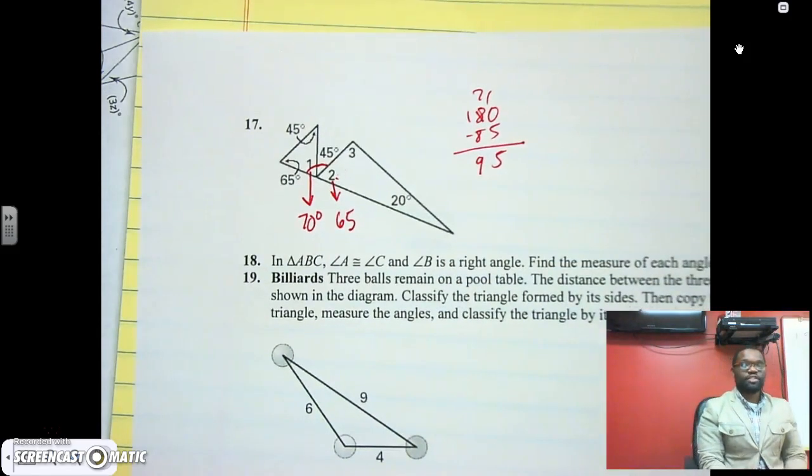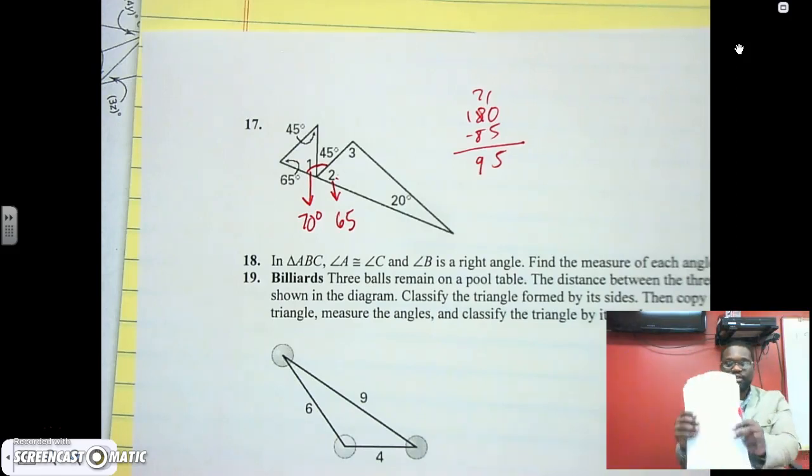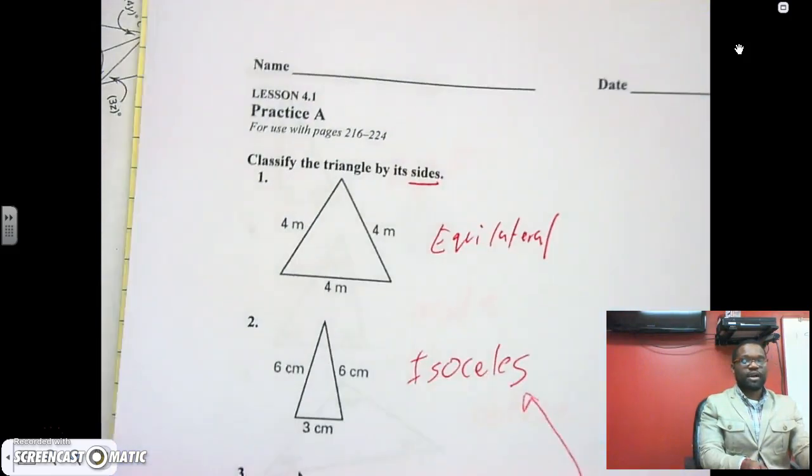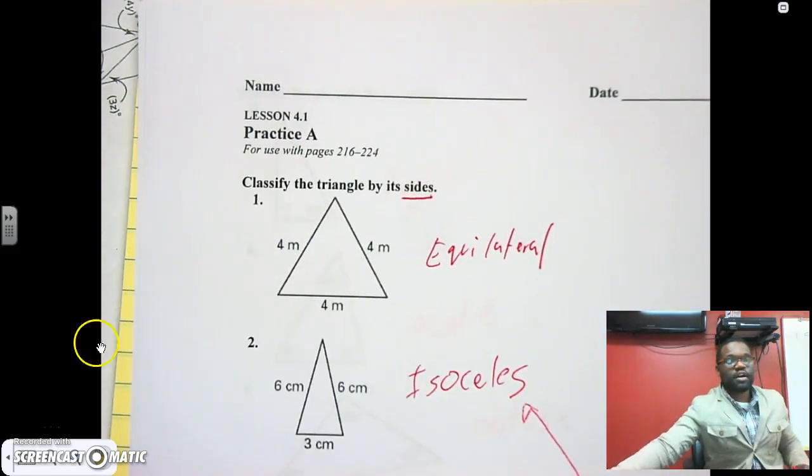Now, I went through several examples. Hopefully you understand how to classify triangles by angles or by sides. You understand that all the angles of a triangle add up to be 180 degrees. And that we talked about the exterior angle theorem. All right, the exterior angle theorem. So review those things or go back over them if you have any questions. I'm done.